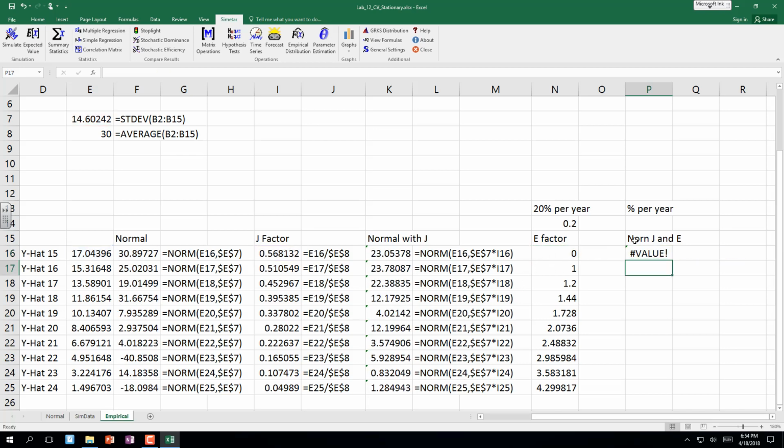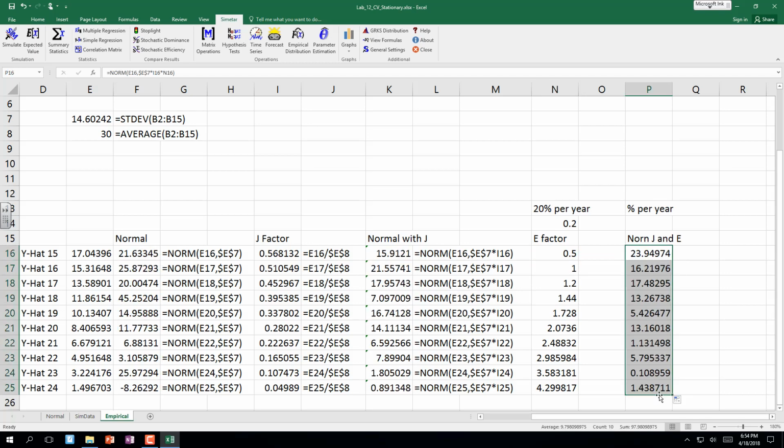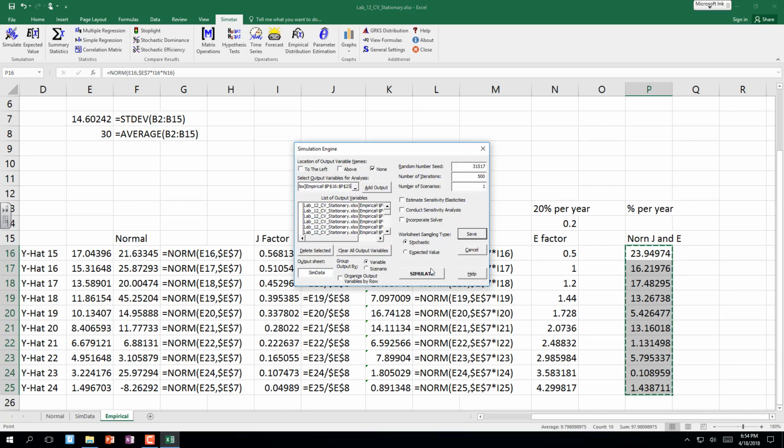Isn't that going to give it a standard deviation of 0? Yeah, and it doesn't like that at all. Let's make that 0.1. Oh, really? Make it 0.5 so it'll be prettier. Okay. And drag that down. And we'll simulate that.